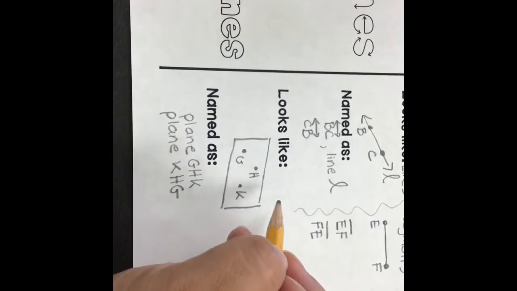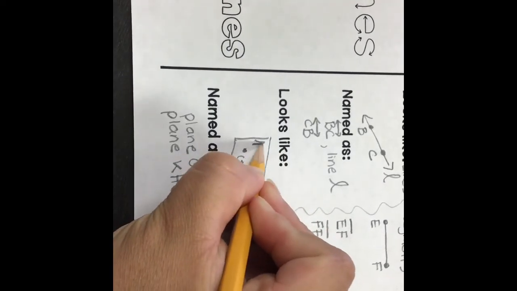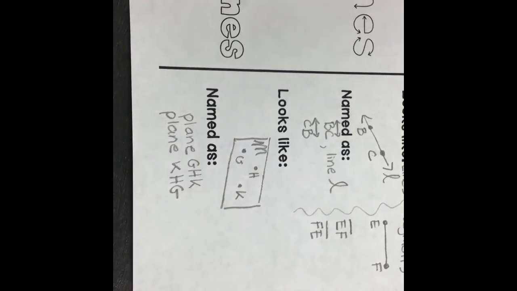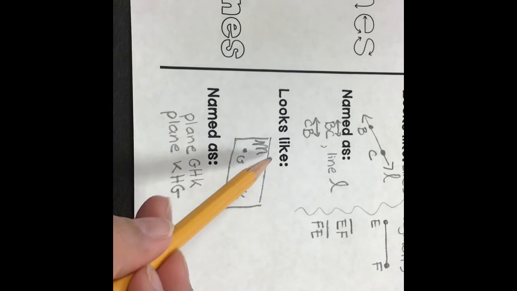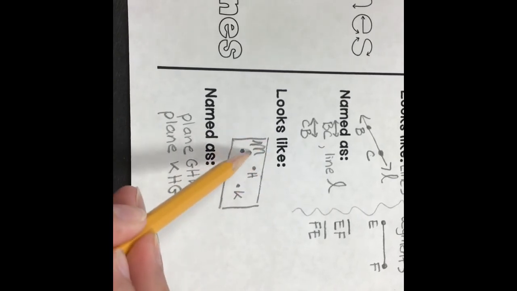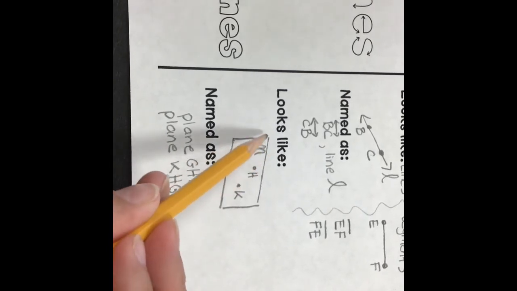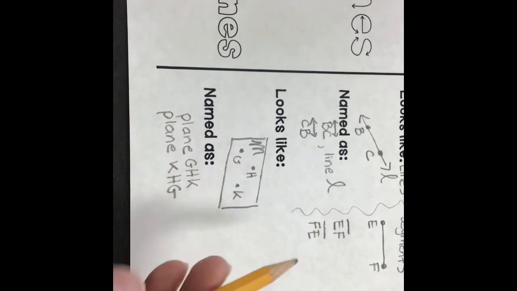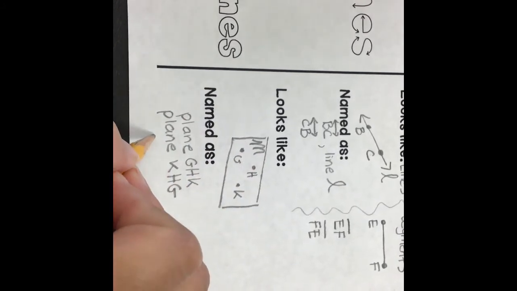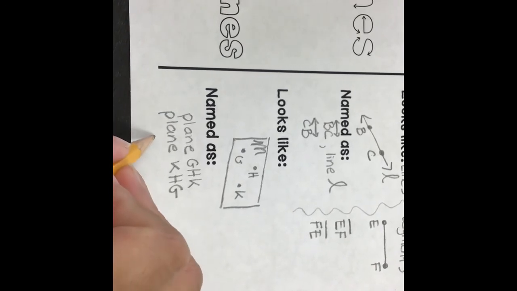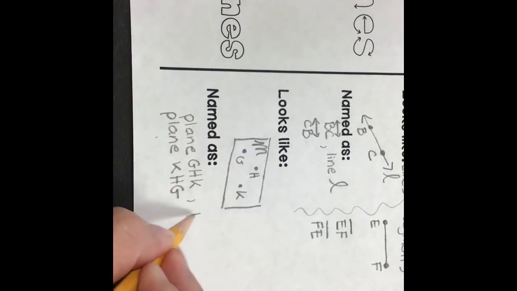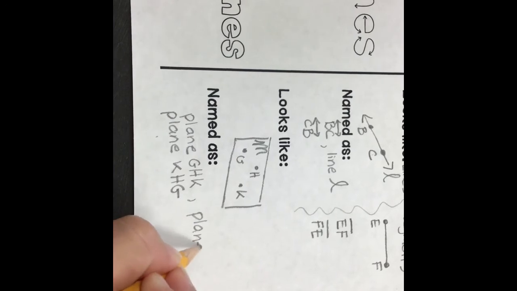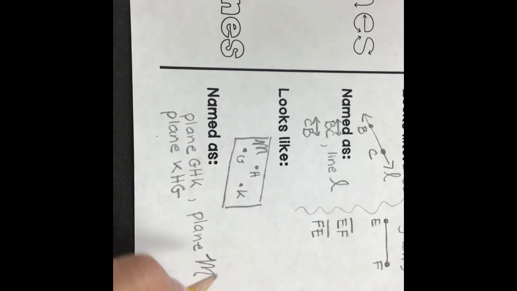The other way that we can name a plane is that you have a capital cursive letter. As you can tell, this one does not have a dot around it. It does not have a line around it, so they're talking about the whole plane. The other name for it has to have the word plane with the cursive M.